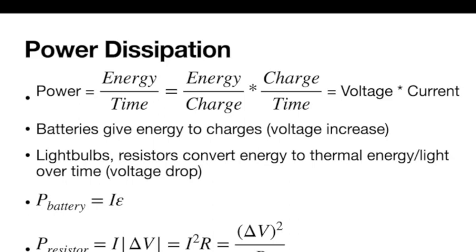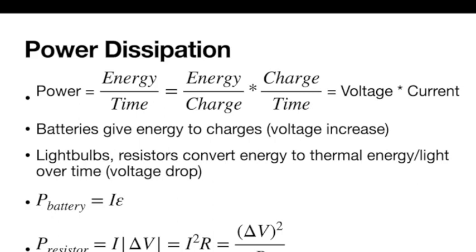There's not too much with this. Power dissipation is just like the energy per time in a circuit. Batteries introduce energy per time, and resistors and light bulbs absorb it or dissipate it and turn it into heat and light. And then also, energy is conserved, right? So any energy that gets dumped in by a battery gets dissipated by all of the elements in the circuit.